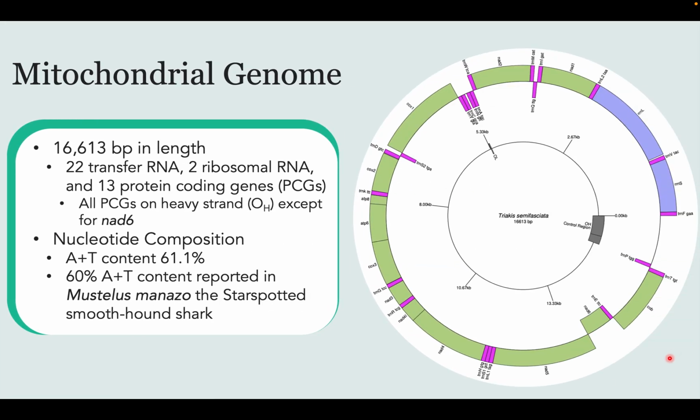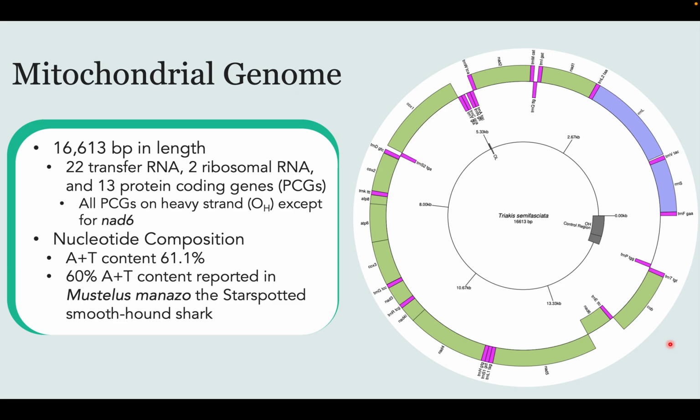So as the standard in studies describing mitochondrial genomes, a visual map, as you can see depicted here on the right, is used to show location, direction, and the type of genes discovered in the mitochondrial genome of Triakis fasciata. So in purple we have the ribosomal RNAs, in pink we have the transfer RNAs, and in green we have the protein-coding genes.